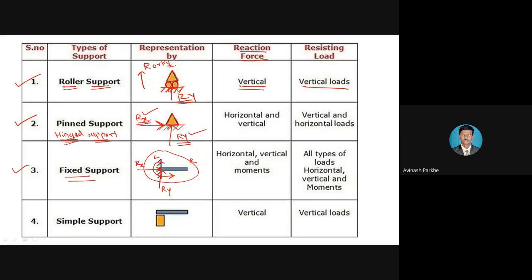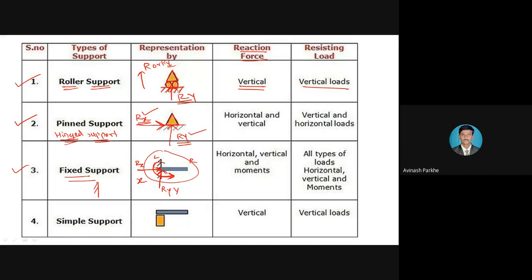This fixed support is also subjected to one moment. That is, it is represented in the form of a half circle. Means Rx, the horizontal reaction, is there, and Ry, the vertical reaction, is also there. Also, it is subjected to one moment. Means it has restriction to move in the x direction, to move in the y direction, as well as to rotate about its own axis also.